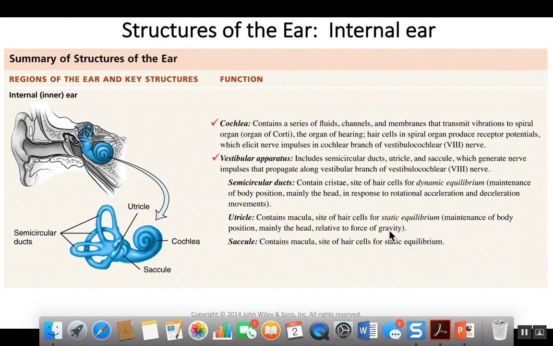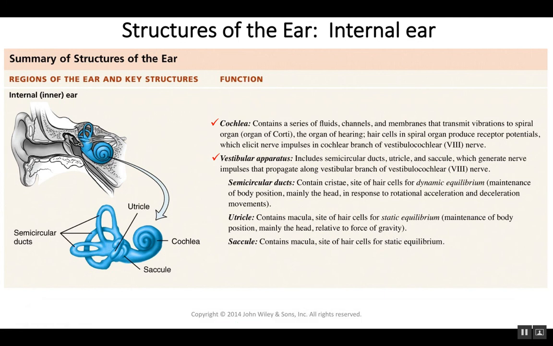So the key difference between dynamic and static equilibrium is that one involves rotation of the head, the other one involves gravity. We're going to be looking at some videos that will help clarify this. But the first thing we need to know is that the semicircular ducts are involved in dynamic equilibrium, whereas the utricle and saccule are involved in static equilibrium.